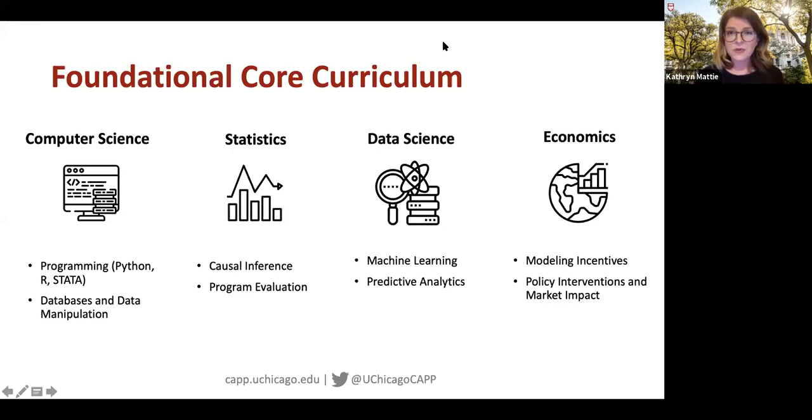So thinking through what are people's incentives as they make choices? How do you model that? What kinds of policy interventions can you have and what market impact will that have? And how do you measure it? And how do you figure out what the right thing to do is?